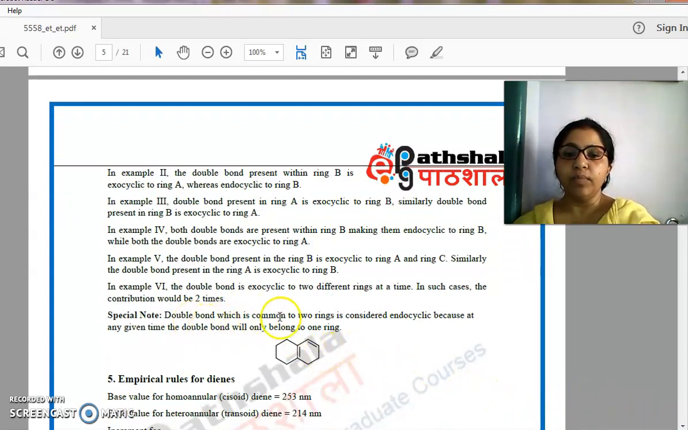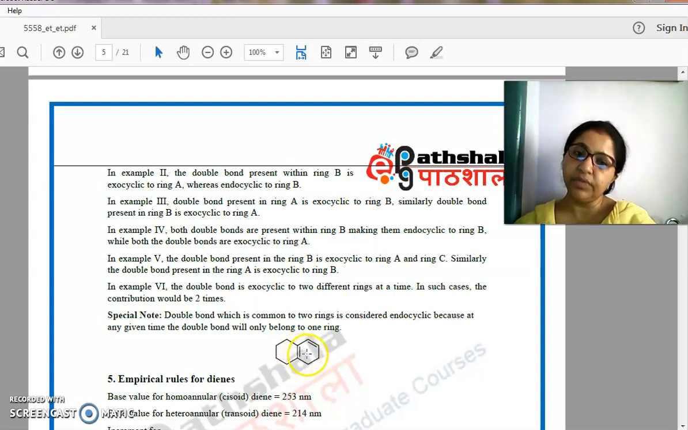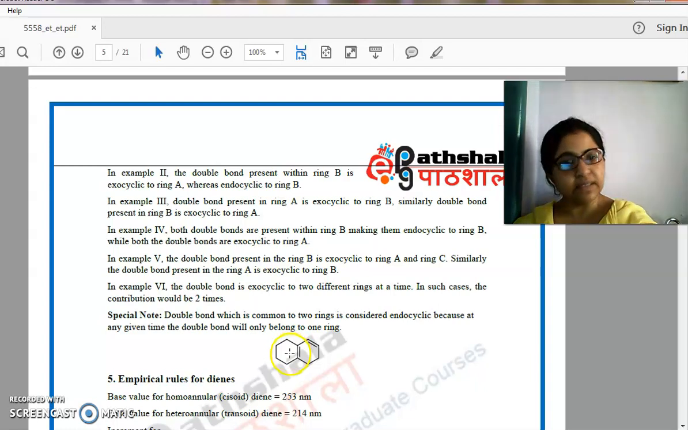A double bond which is common to two rings is considered endocyclic, because at any given time the double bond will only belong to one ring. This double bond is endocyclic. It can be counted in this ring, it can be counted in this ring even. But this double bond is only for this ring. It is not in a common portion. So this double bond is endocyclic to this, and this is also endocyclic to this.